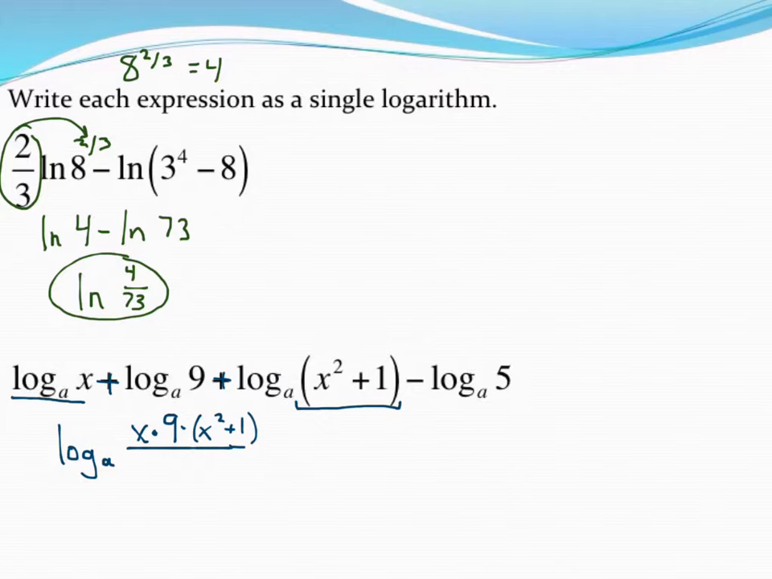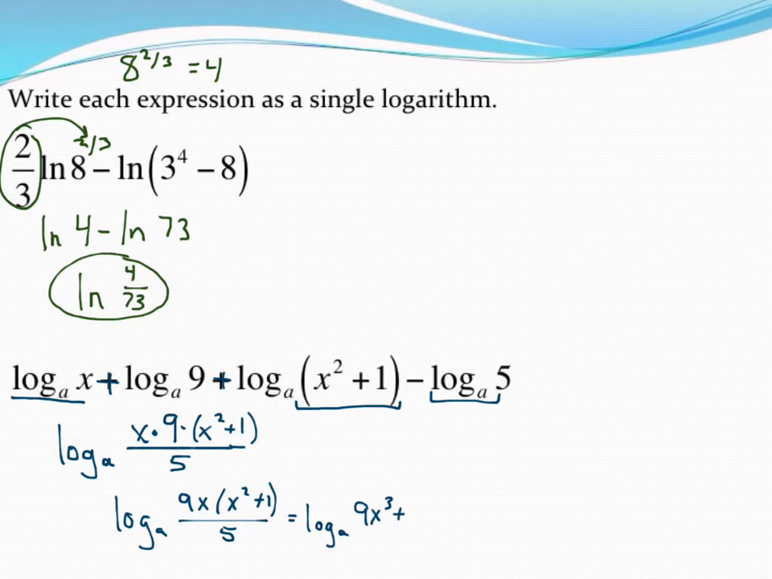And then finally, this last piece, this 5, is being subtracted, so that piece will end up in the bottom of the fraction, in the denominator. So if I go ahead and make this look a little bit neater, I'll have log base a of 9x times x squared plus 1 all over 5. Or I suppose if I even want to go ahead and distribute in the numerator, I can do that if I wanted to. And I could say my condensed logarithm would be log base a of 9x cubed plus 9x all over 5. And so now I've taken that 4-term logarithmic expression and written it as a single logarithmic expression.